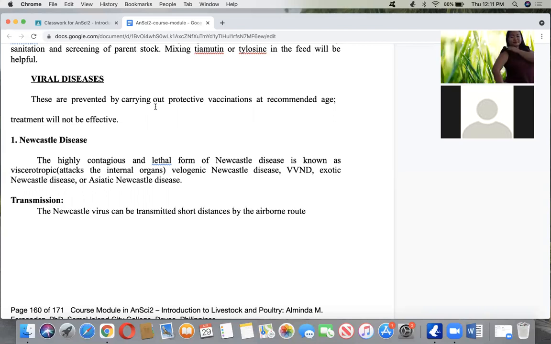So, that's it, no? For viral diseases, these are prevented by carrying out vaccinations at the recommended age. So, if you remember dati, merong mga schedules for vaccination. So, these are for viral diseases.